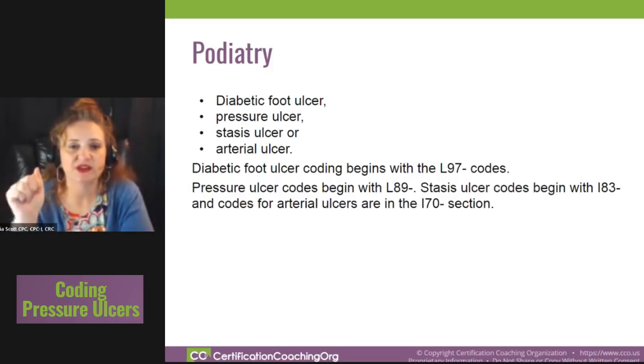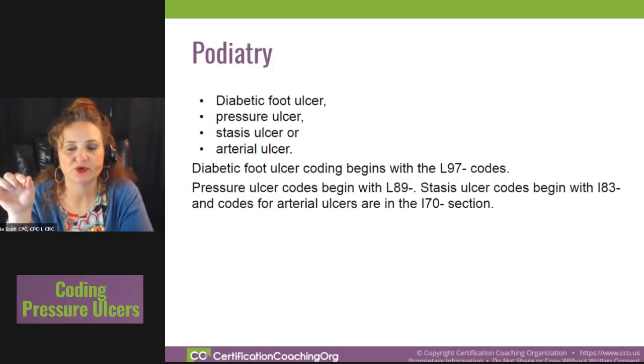Things that podiatrists are going to be paying attention to when dealing with the feet: diabetic foot ulcers, pressure ulcers. Okay, so you could have a pressure ulcer of the foot and not be diabetic, right? Stasis ulcer and or arterial ulcer. Whenever you are dealing with any of these, if you've got a diabetic foot ulcer, it's going to be an L97 code. Right? But pressure ulcers code with L89.